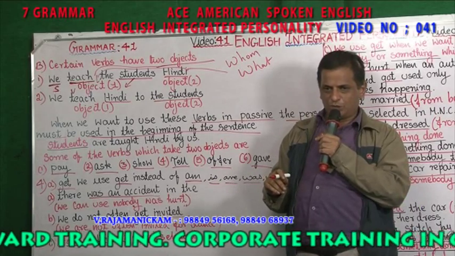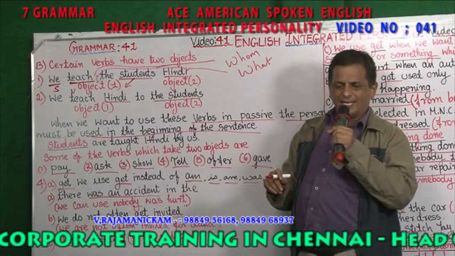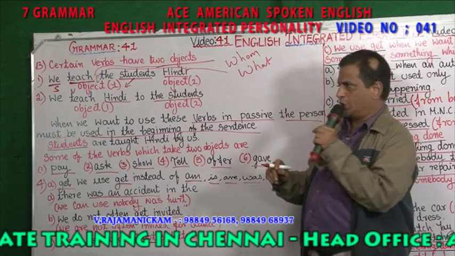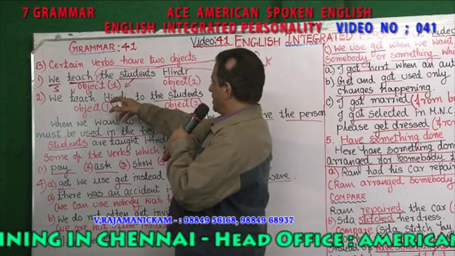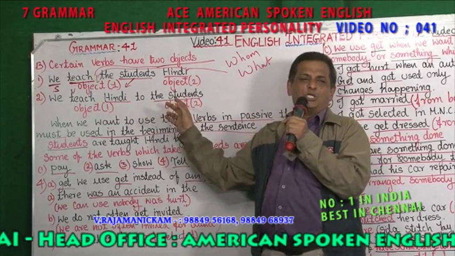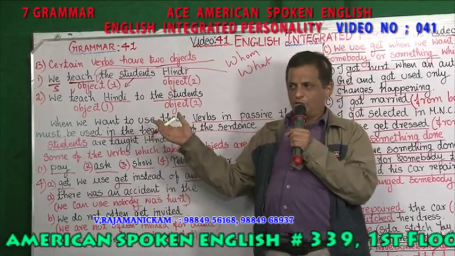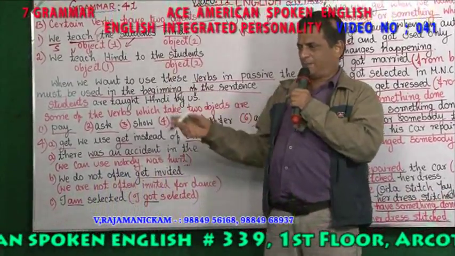We is the subject, teach is the verb, students is object number one, Hindi is object number two. You can also say it like this: we teach Hindi to the students, right? Both are the same. We teach students Hindi, we teach Hindi to the students.